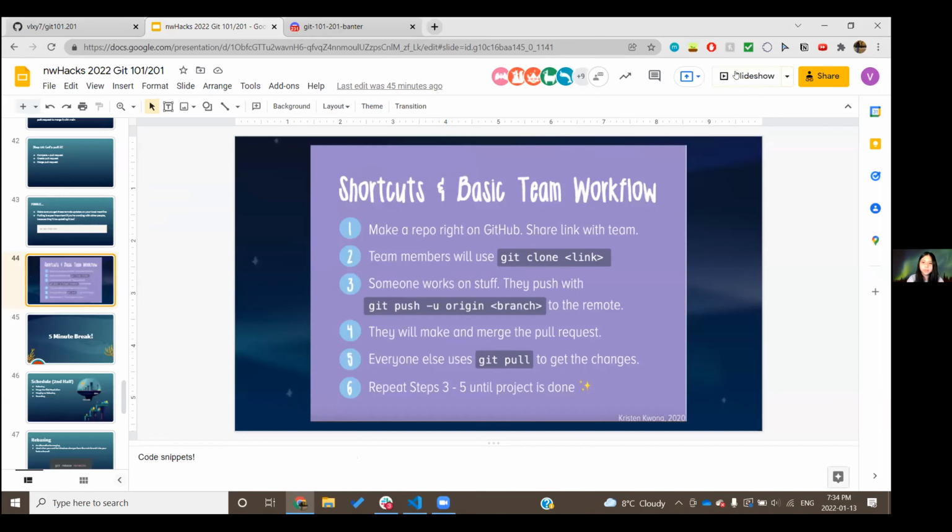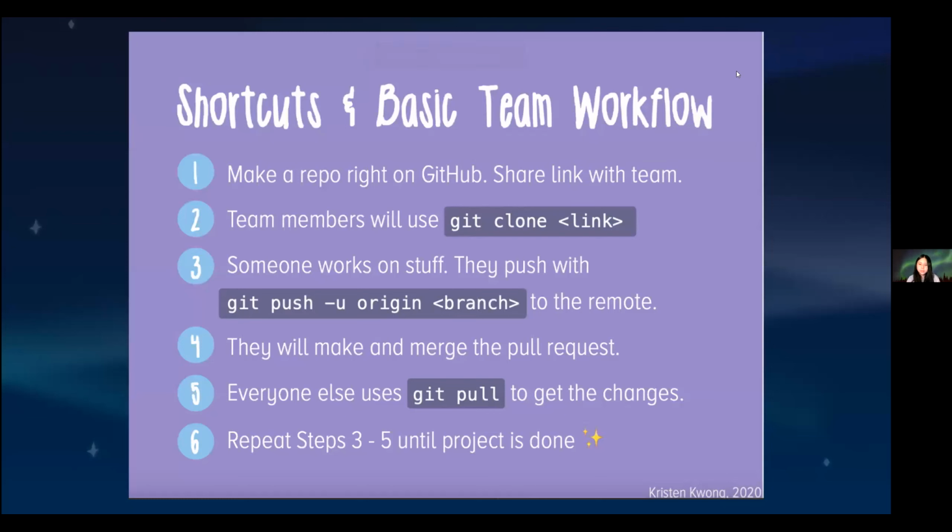Oh, and just really quickly, here is a little graphic that has been created by Kristen Kwong about basic team workflow that you should probably have in mind for the hackathon. So you would do step 1, which we've already done, step 2, which we've already done too. Step 3, you work on something and you push with that command to your remote repository. Remember to make and merge your pull request, and everyone else uses git pull to get the changes. And you just keep repeating steps 3 and 5 until the project is done.